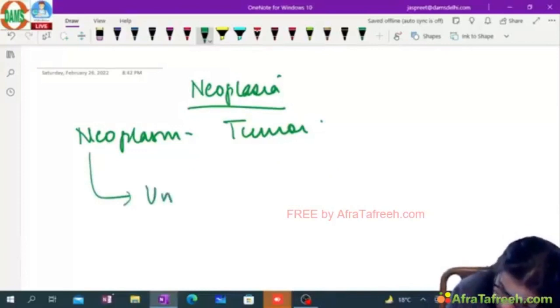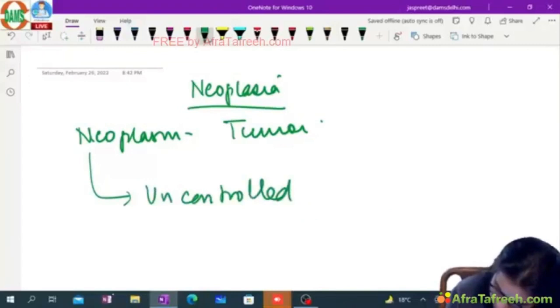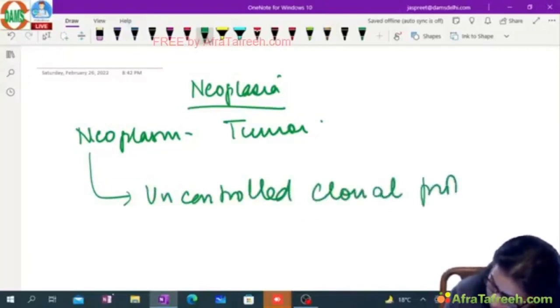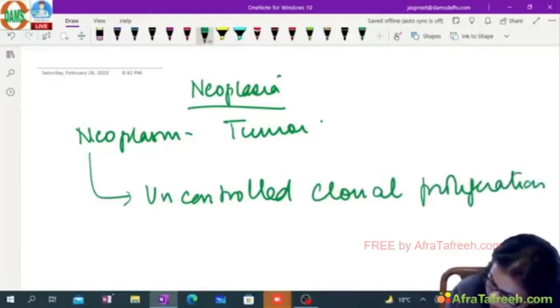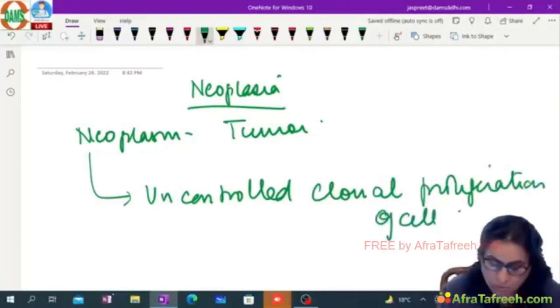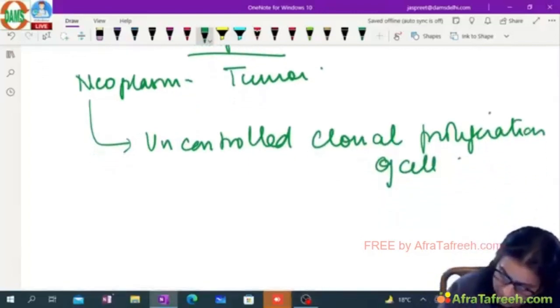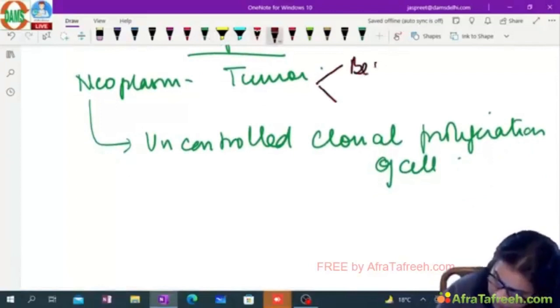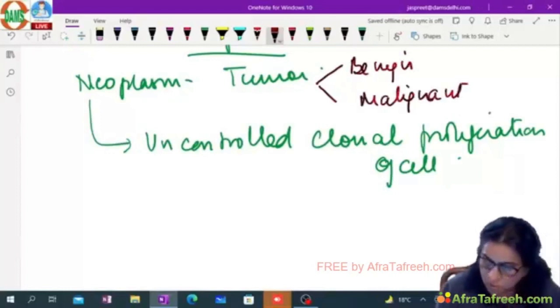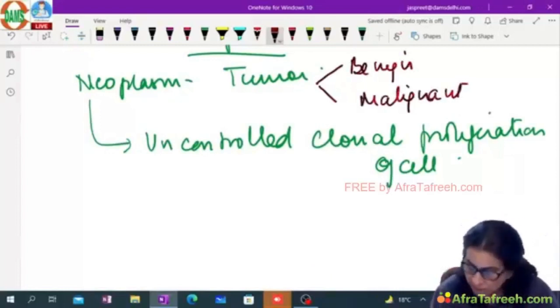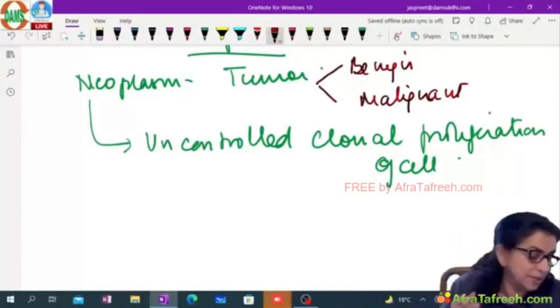So what is a neoplasm? It's an uncontrolled proliferation, and clonal here means monoclonal: uncontrolled clonal proliferation of cells. So what is a tumor? A tumor is an uncontrolled clonal proliferation of cells, and tumors can be benign or malignant. So a neoplasm is a tumor, an uncontrolled clonal proliferation of cells, and tumors can be benign or malignant.